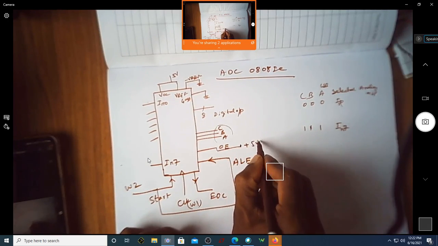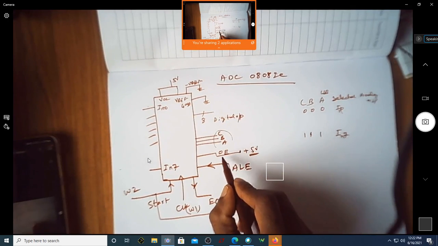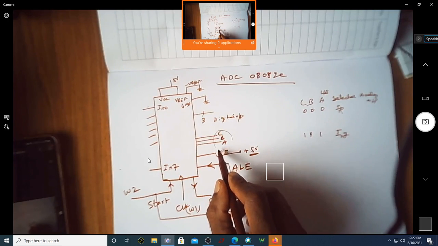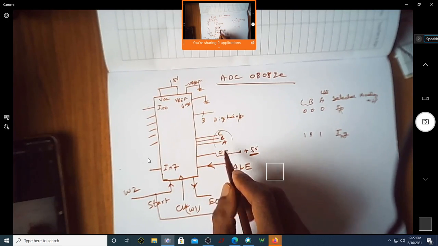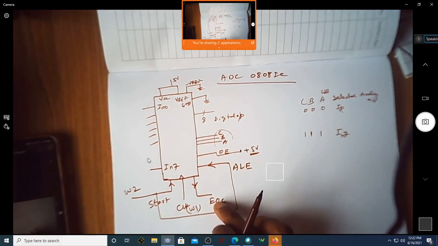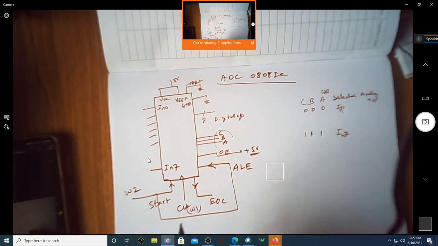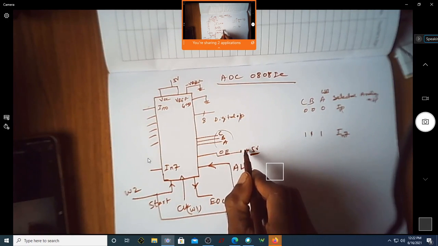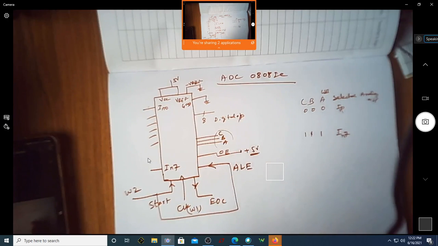plus 5 volt. What does it mean if we connect this always to plus 5 volt? This means that you are enabling the output pin all the time. So you are able to read the output whenever your EOC goes from low to high. This output enable is made high so that you can read the output at any point of time once your conversion is over. Correct?